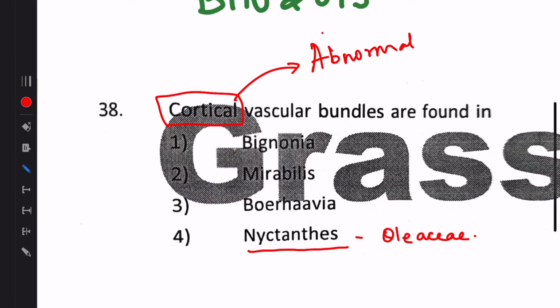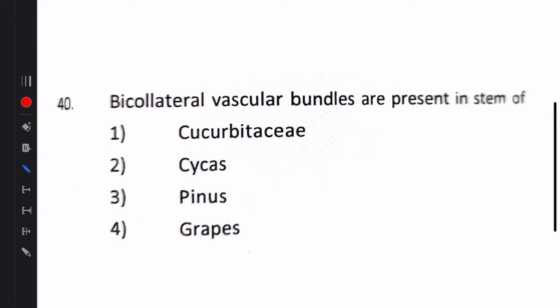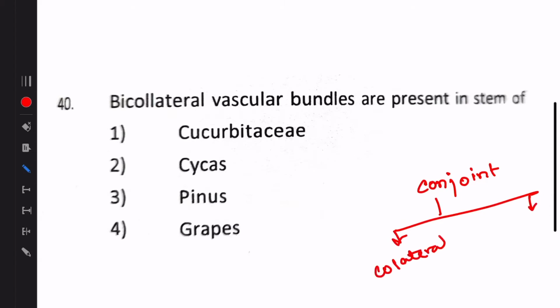Let's go to the next question. Bicollateral vascular bundles are present in the stem of... Now we all know vascular bundles are of 3 types: the radial, conjoint, and the collateral. Then conjoint is of 2 types. Conjoint vascular bundle is actually of 2 types: the collateral and the bicollateral.